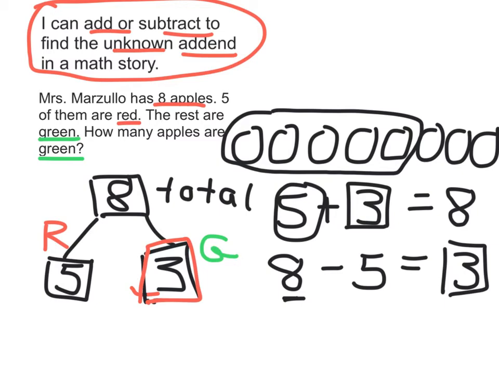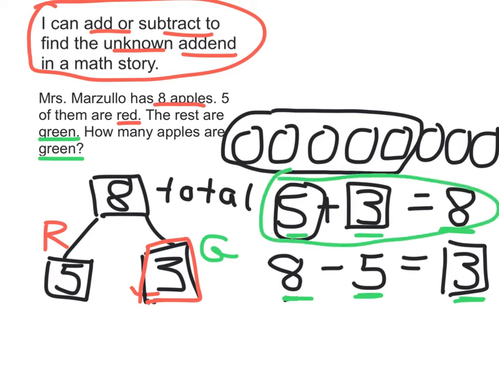Was it quicker for me to solve that problem by saying 5 and counting up 3 to get 8, or was it quicker to say 8 and count back 5 to get to 3? Think about what was quicker. Well, it was quicker to count on 3 times to get to 8 instead of taking away 5 from 8. That takes longer. So this was a better way to solve the problem of the unknown, which is 3.